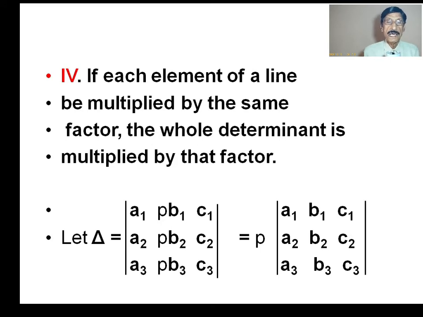Fourth property. If each element of a line be multiplied by the same factor, the whole determinant is multiplied by that factor. Here, this is the second column. It has been multiplied by a factor p. Each element of this column has been multiplied by p. The p can be taken common and the whole determinant is multiplied by p.